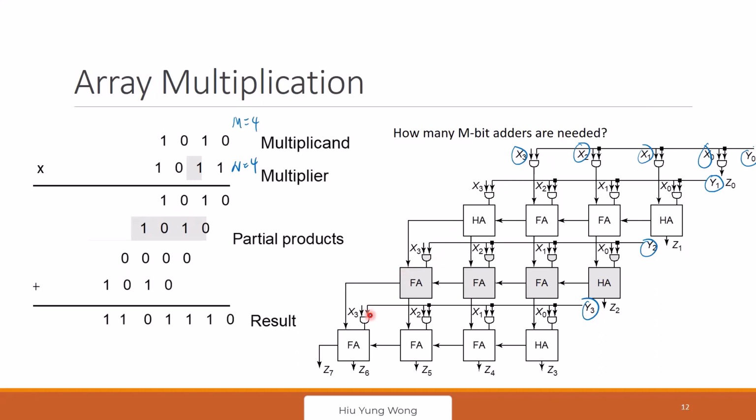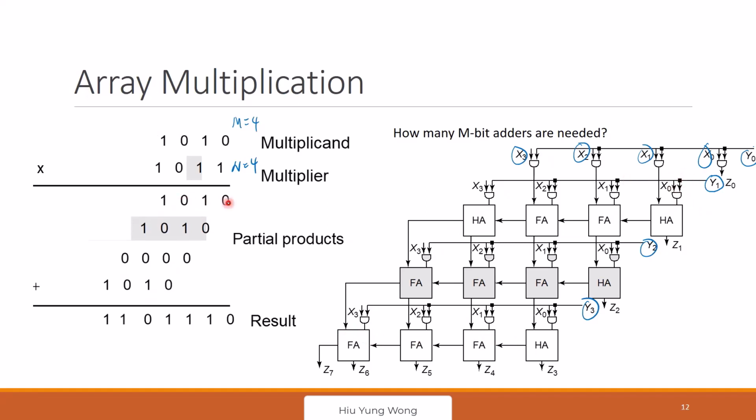However, in terms of addition, I have 4 numbers. I only need to do 3 additions, right? So each of them is an adder. Here is a ripple carry adder, right? So what does it do?